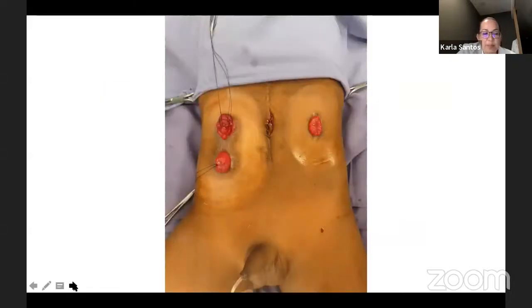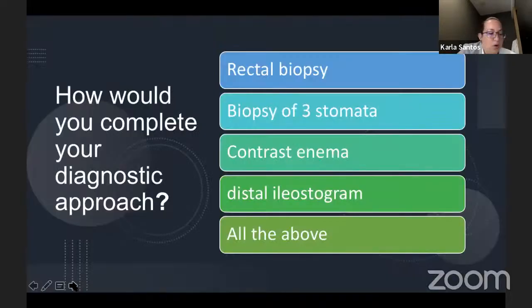This is the clinical appearance of the patient with 3 stomata. On the right hemiabdomen, he had an ileostomy, and on the left a colostomy. How would you complete your diagnostic approach? Option 1 is rectal biopsy. Option 2 is biopsy of the 3 stomata. Option 3 is contrast enema. Option 4 is distal ileostogram, or all of the above.